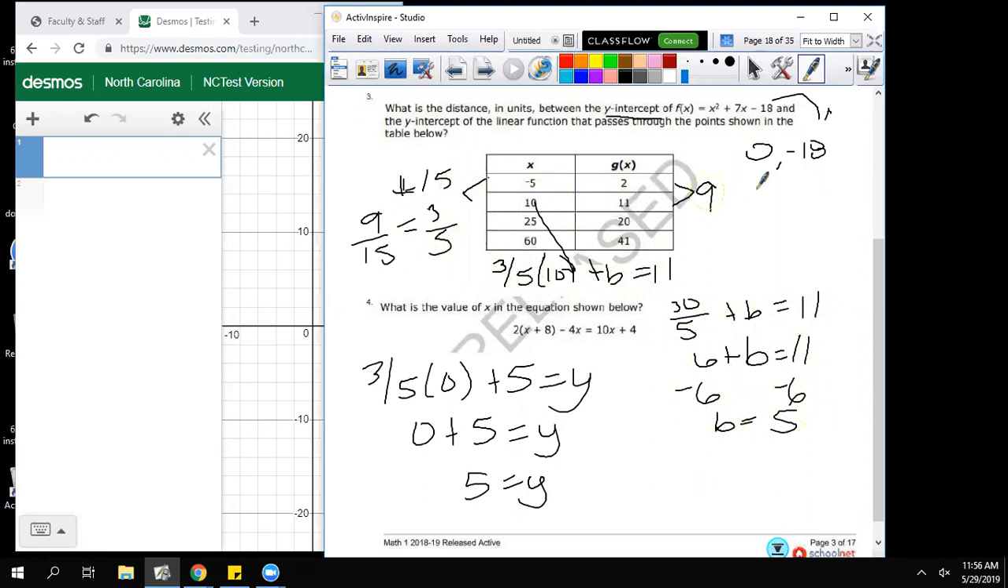Okay, now because I know that my y-intercept is always going to be 0, some y value, I'm going to take my slope 3/5, multiply it times 0 plus 5, because that's the b value we found, should equal my y. Once I do the math, anything times 0 is 0, so 0 plus 5 equals y, 5 is equal to y, and then I'm going to add those two things together. In that case, I'm going to end up with 23 as my answer. So that is the distance between the two, 23.